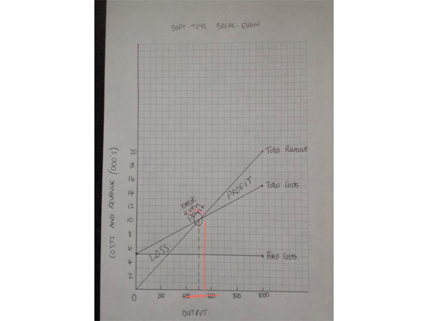Now, alternatively to that, you can see that I've drawn a nice round circle around where the lines crisscross each other, and I've given it a label of the break-even point.